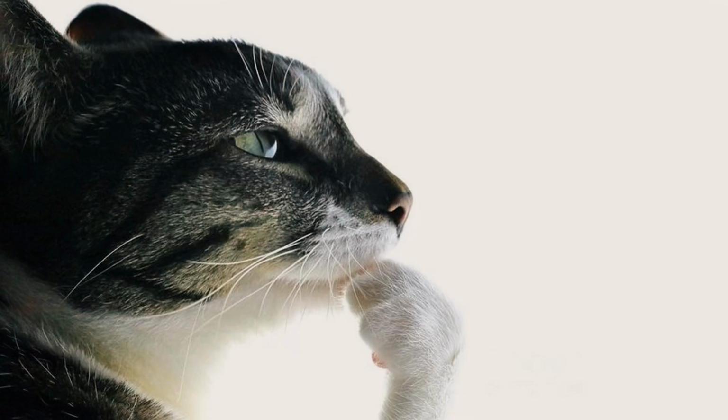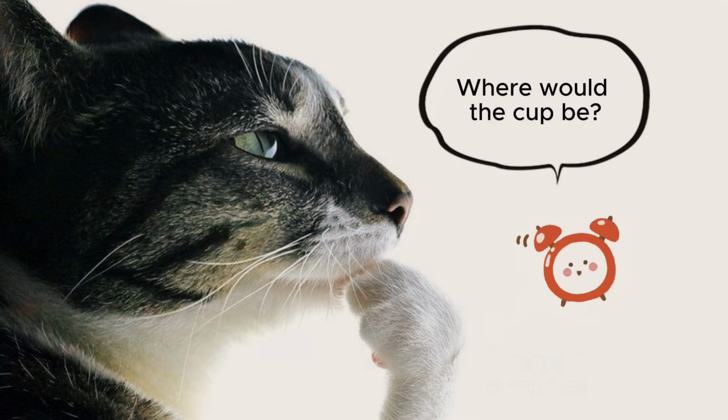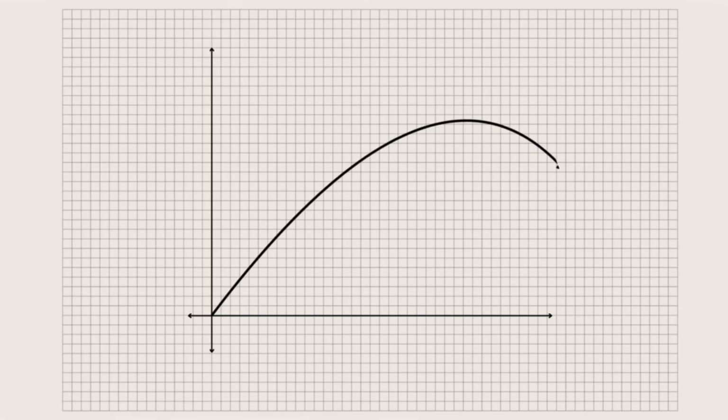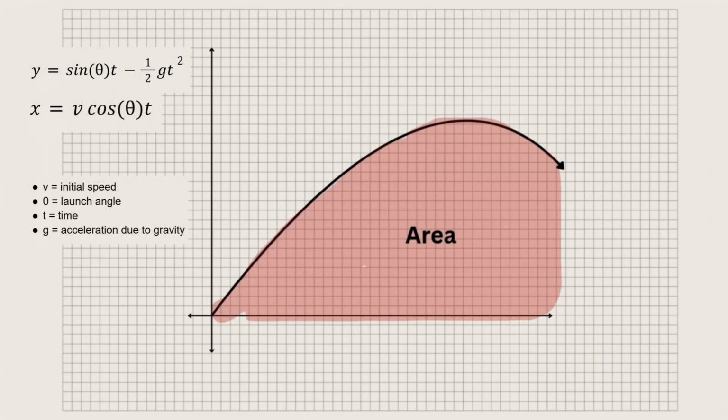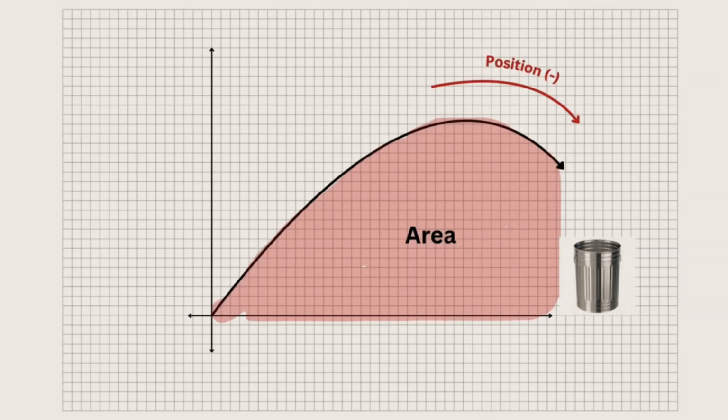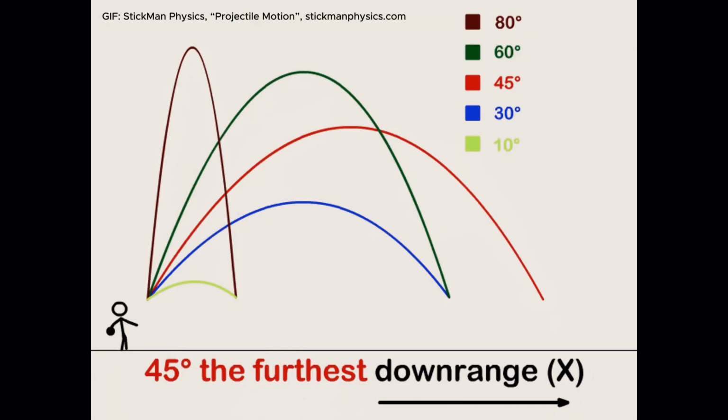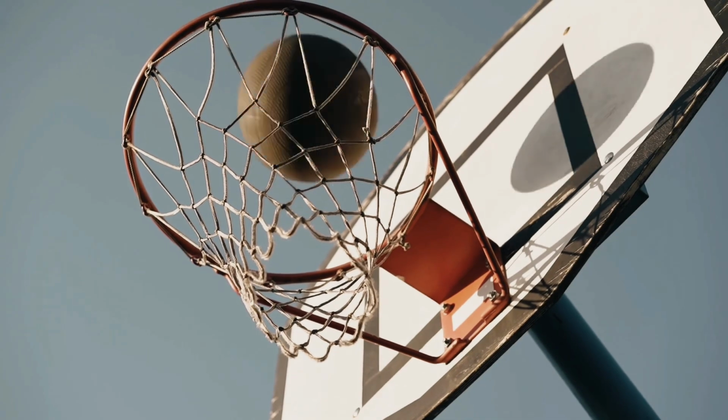But what if we want to know where the cup will be at any given time? That's where integrals come in. y equals v sine theta t minus 1/2 gt squared, and x equals v cosine theta t. By integrating velocity, we get position, meaning calculus helps us predict the cup's exact height and distance through time. That's how we can trace its entire curved path, the arc of motion. So if you calculated correctly, you can make every perfect throw. It's not just aim, it's calculus in motion.